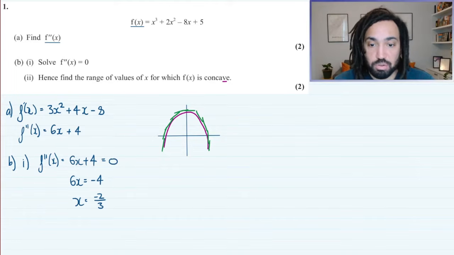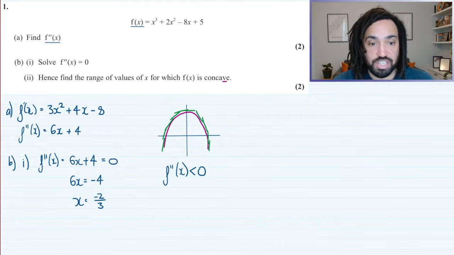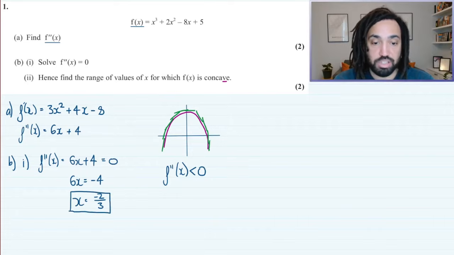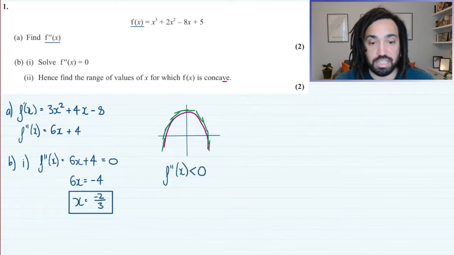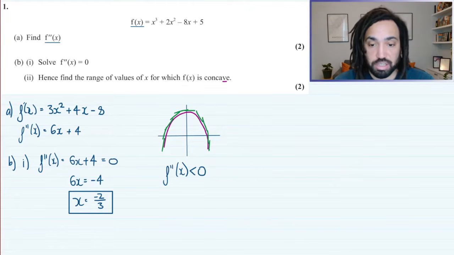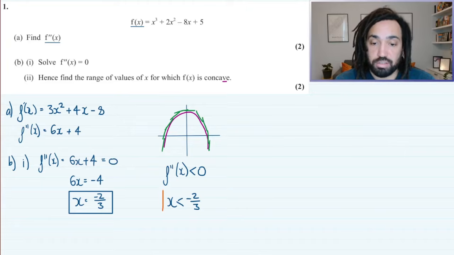So we are looking for when f double dash of x is less than 0. And we know that f double dash of x equals 0 here. So any values which are less than that would therefore give the second derivative being less than 0. So the solution is that x is less than minus 2 over 3. Perfect.